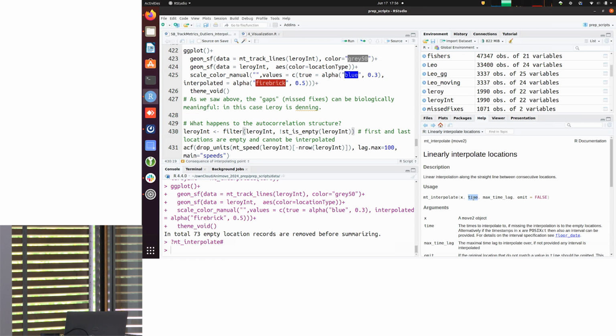But that, yeah, so. Yeah, and here in the help file of the function, you see it's quite flexible. You have here your move2 objects and here a time argument. And here it says that time is the times to interpolate to; if missing, the interpolation is to the empty locations. So you can give this time argument if you want. It gives the sequence of timestamps for which you want to interpolate locations, and if not, it just does it for the empty ones.